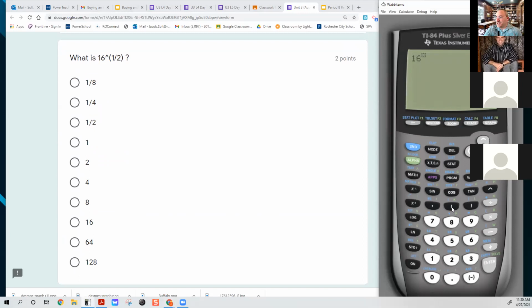16, I can raise this to the 1/2 power, and I can actually look at what it is, right? It's 4. Why? Because 4 times 4 is 16, and 16 to the 1/2 power is the same thing as the square root of 16. These are the same kind of ideas. So for this one, 4.